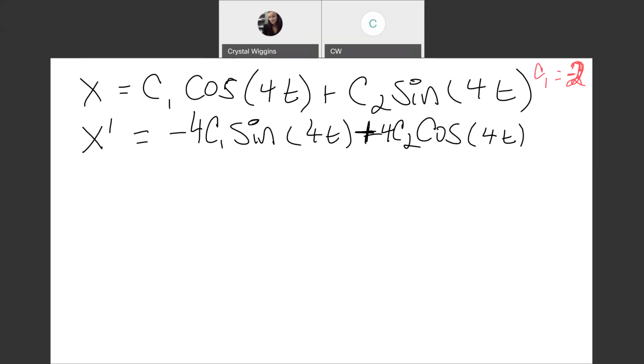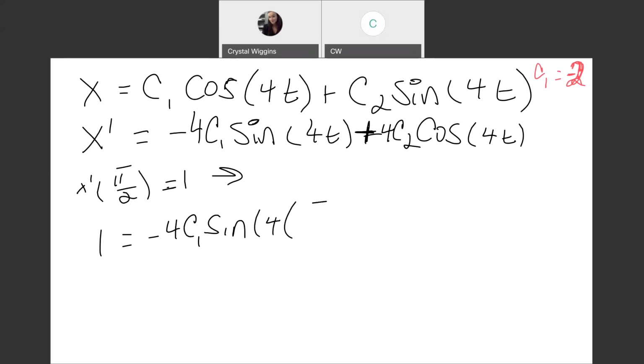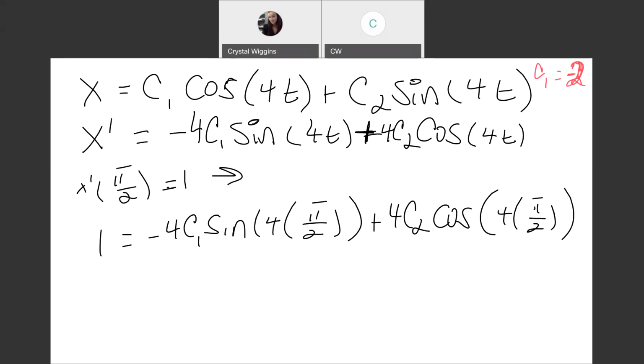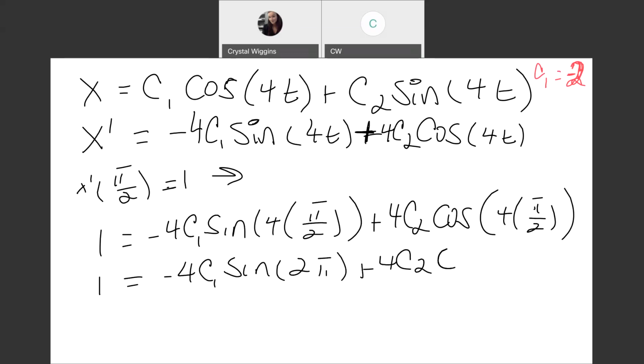Now, for our derivative, the initial value that was given was x prime of pi over 2 is equal to 1. So we are saying that 1 is equal to -4c1 sine of 4 times pi over 2 plus 4c2 cosine of 4 times pi over 2. Now, we already know that 4 times pi over 2 reduces to 2 pi. Let me just write that in real quick so we have all the steps written out.